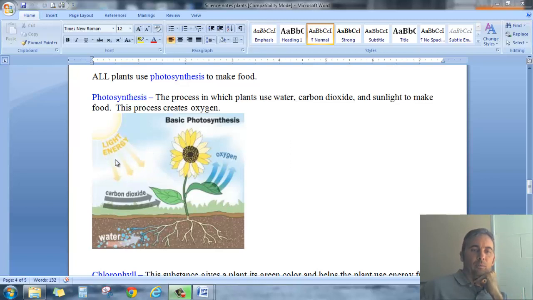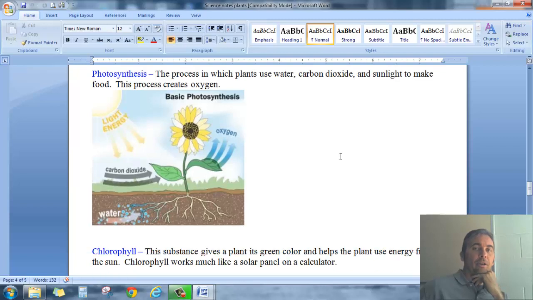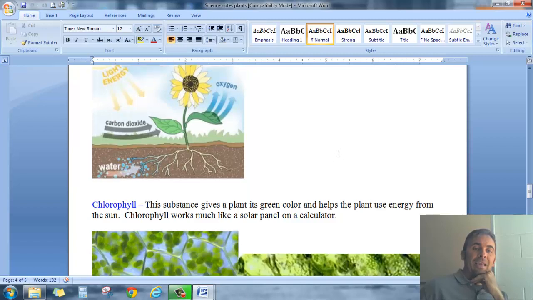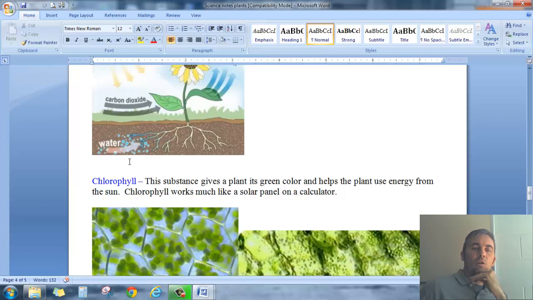So here I've got a really simple picture. You can see where the plant's taking in water again through the root system, right? They're taking in carbon dioxide through these little openings in the leaves called the stomata. We'll talk about that more in class. And they're capturing that light energy from the sun. Now, how in the world does a plant capture sunlight? It's really a pretty complicated process, but for fifth grade purposes, I just want you to understand that it's a substance inside the plant and inside these leaves that helps the plant to do that, and it's called chlorophyll.